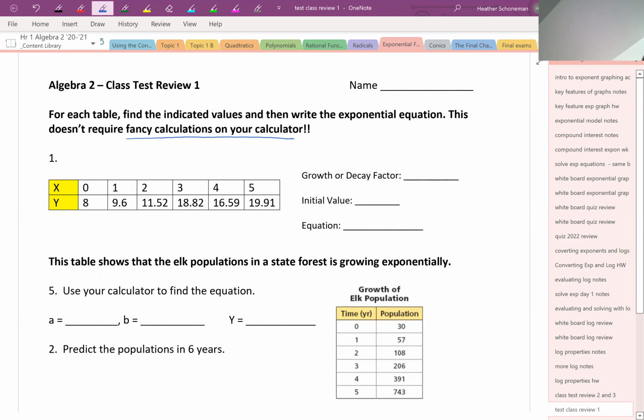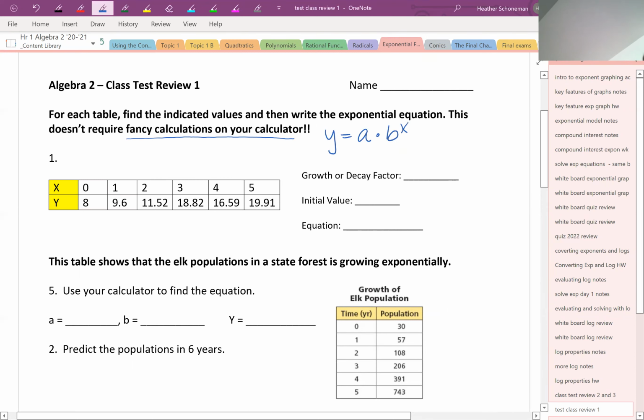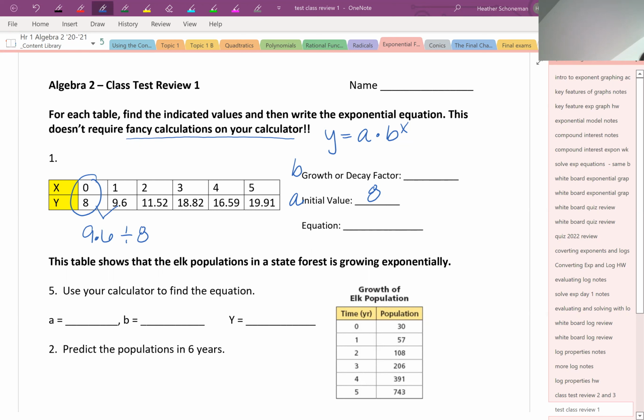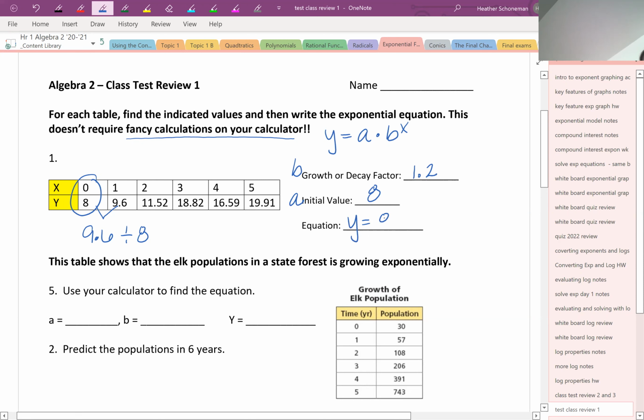You don't need to. Remember, the equation that we're trying to use is y equals a times b to the x. And our growth or decay factor is always our b. Our initial value is the a. So the initial value is what it is at time 0. That's easy to find. The growth or decay factor is found by taking the second value, 9.6, and dividing it by the first. So if we do 9.6 divided by 8, we get 1.2. So my equation is going to be y equals 8.